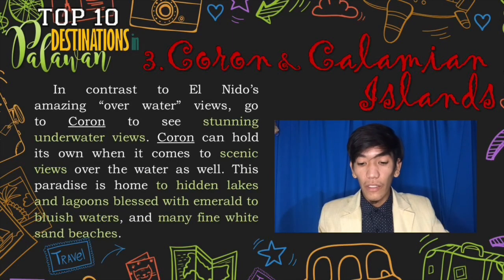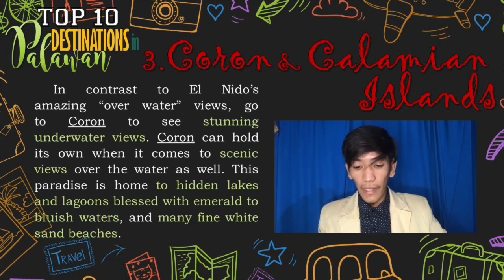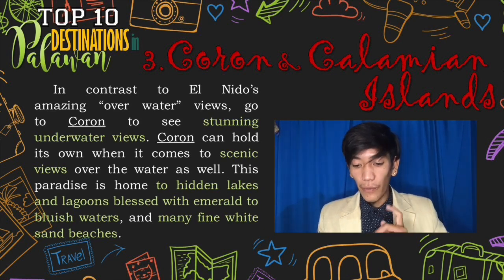In contrast to El Nido amazing overwater views, go to Coron to see stunning underwater views. Here you can see colorful gardens and pristine waters and lots of marine life and even sunken World War II Japanese shipwreck. Coron can hold its own when it comes to scenic view over the water as well. This paradise is home to hidden lakes and lagoons blessed with emerald bluish waters and many fine white sandbits.